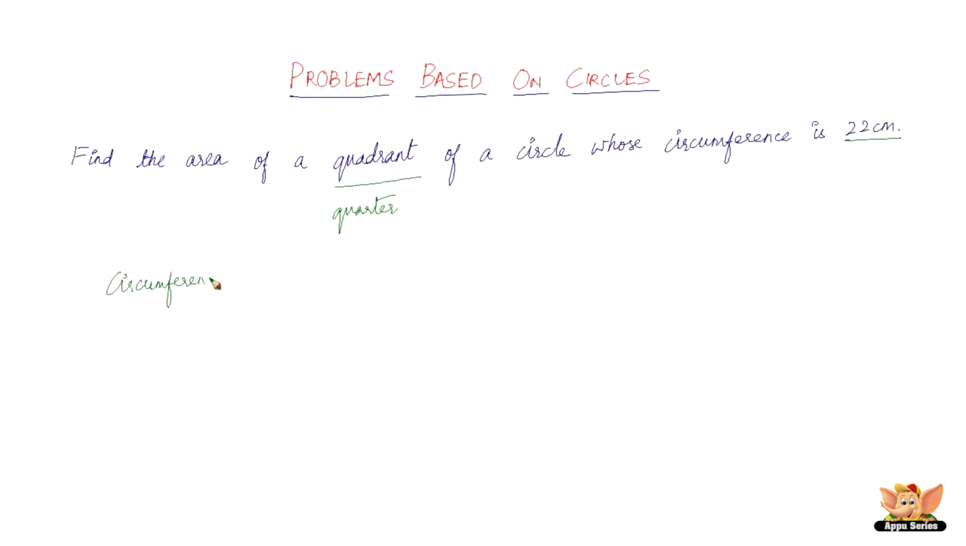So the circumference of a circle is given as 22 centimeters. Circumference is nothing but 2 pi r equals 22 centimeters. So we've got 2 times 22 by 7 times r equals 22. We need to find the radius r. So r equals 22 times 7 over 2 times 22. 22 gets cancelled, and r is 7 by 2, which is 3.5 centimeters. So we've got the radius of the circle to be 3.5 centimeters.